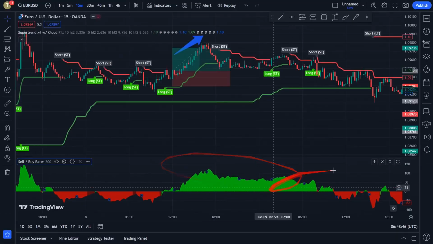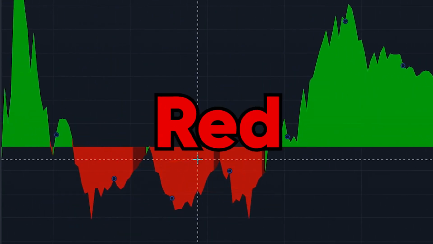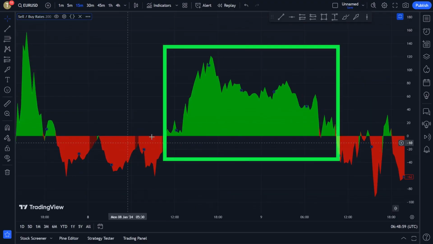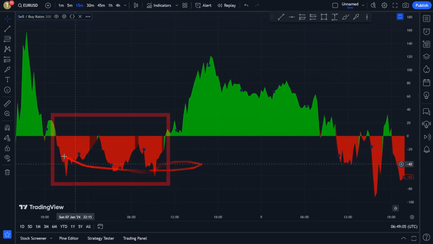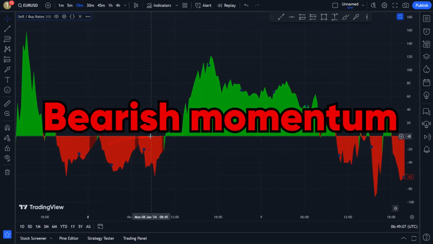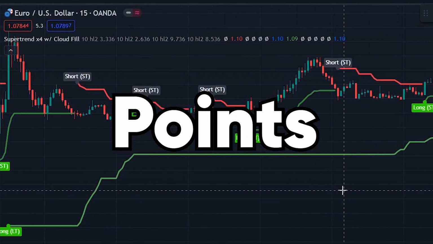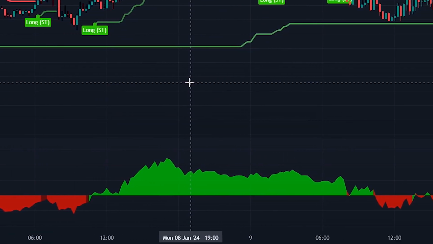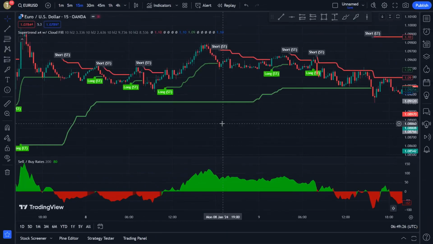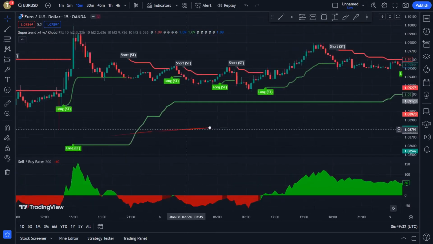After making these changes, you will see that this indicator consists of two parts, red and green. The green part indicates bullish momentum, and the red part indicates bearish momentum. To complete this strategy and know entry and exit points, stop loss, and take profit levels, there are some additional rules and explanations that you need to know and adhere to. I will explain these rules in the continuation of the video.